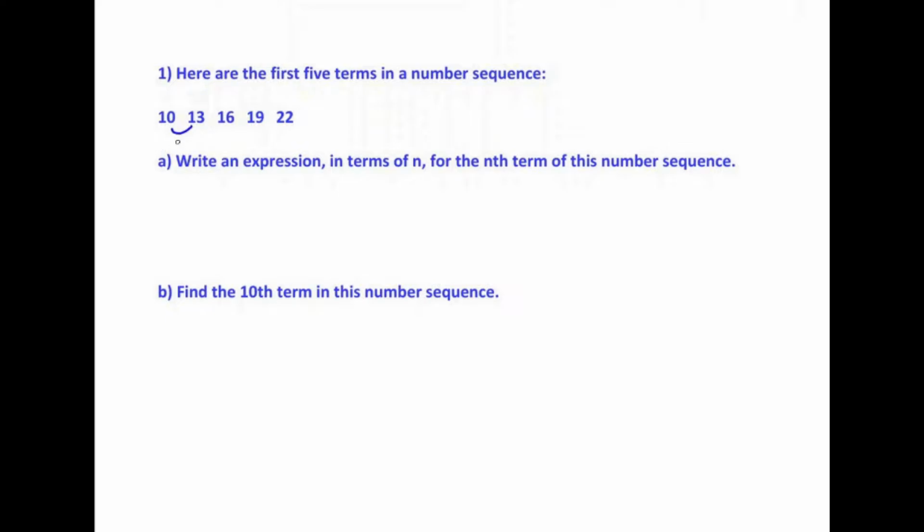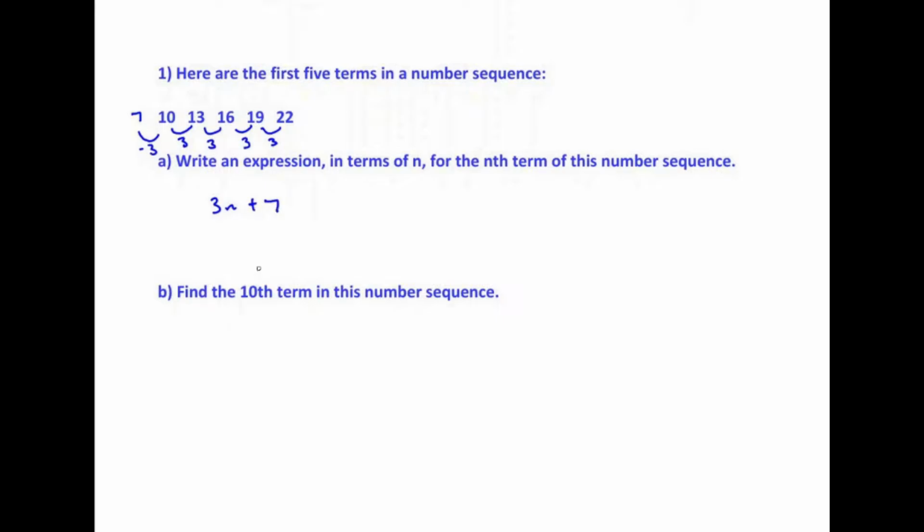So we have from 10 to 13, that's 3. 13 to 16 is 3. 16 to 19 is 3. And also 19 to 22 is 3. So the start of our nth term is going to be 3n. And now we go backwards to find the number before the 10. So this time I'm going to take away 3 and end up with 7. So our nth term is going to be 3n plus 7.